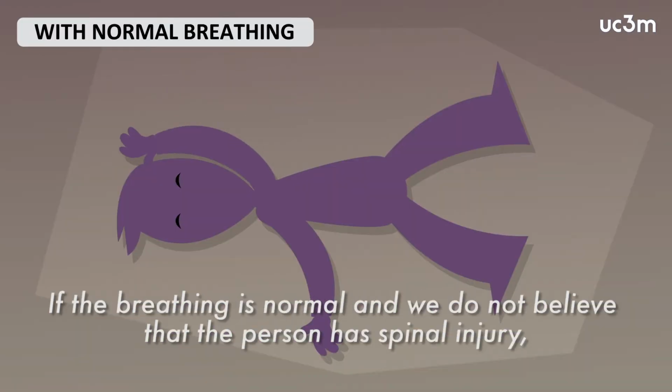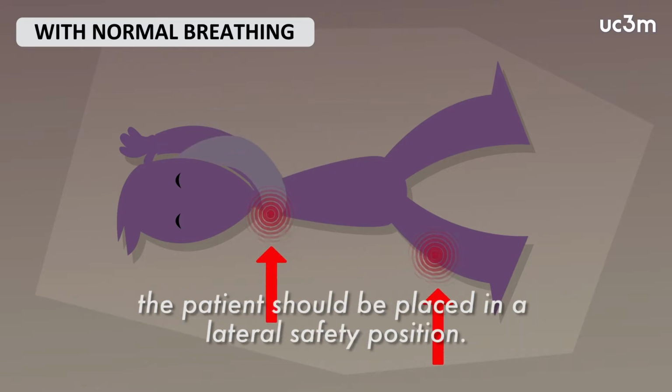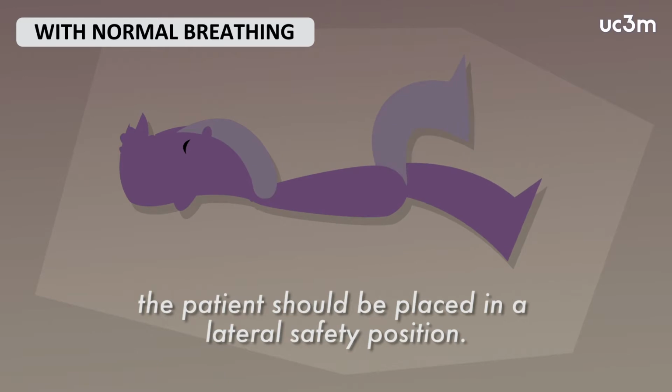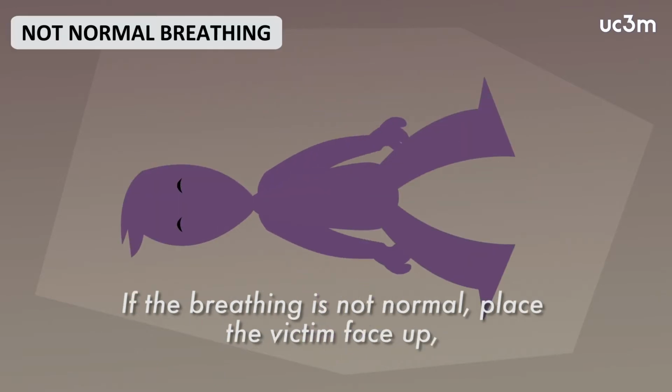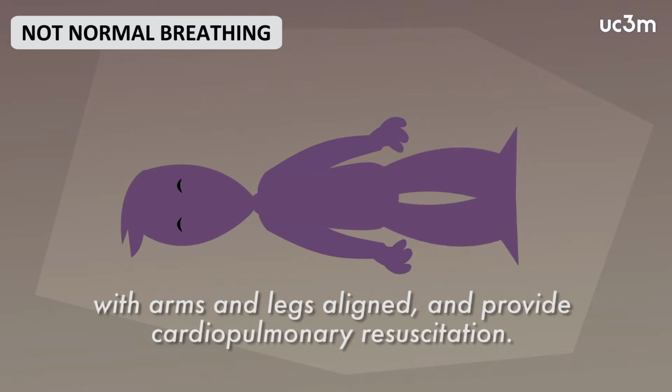If the breathing is normal and we do not believe that the person has a spinal injury, the patient should be placed in a lateral safety position. If the breathing is not normal, place the victim face up, with arms and legs aligned, and provide cardiopulmonary resuscitation.